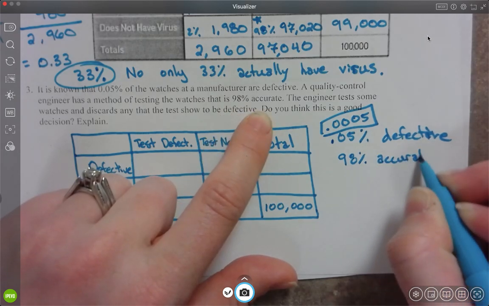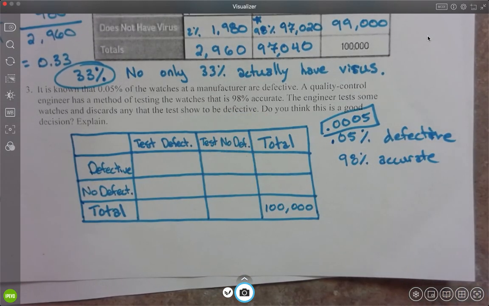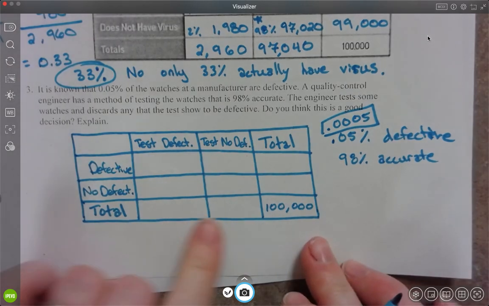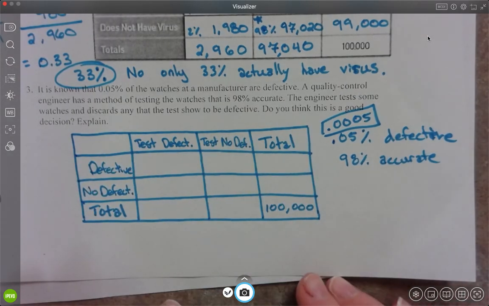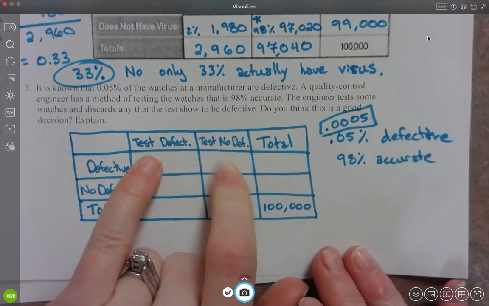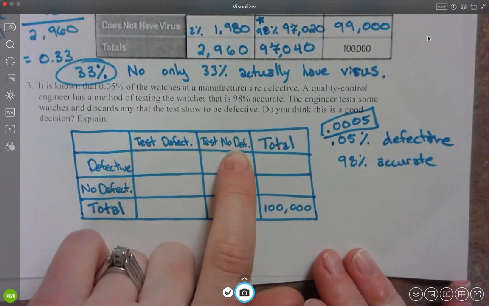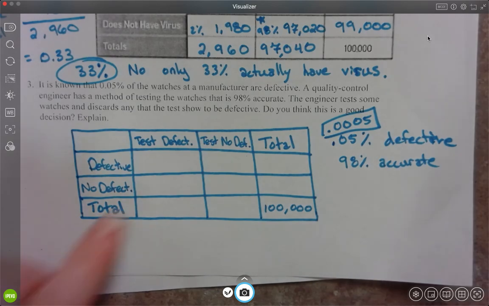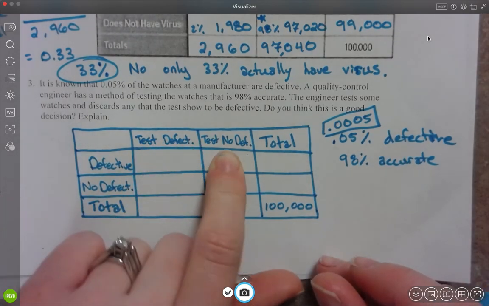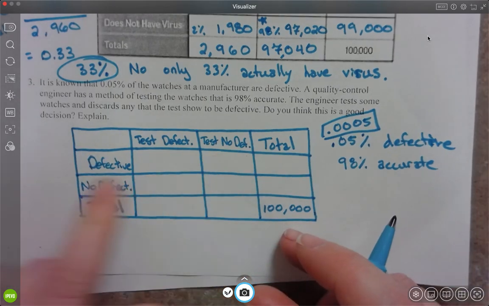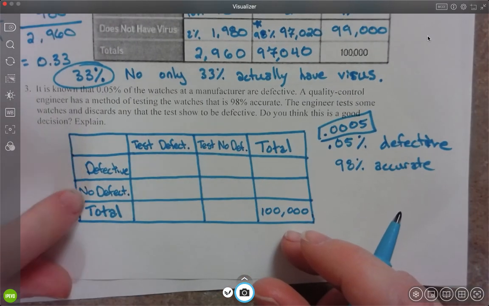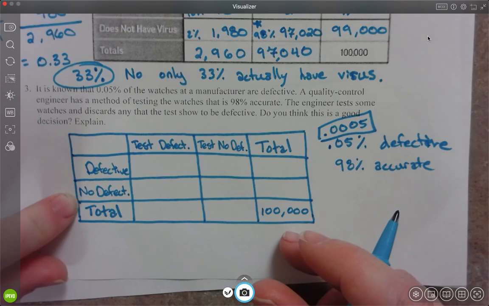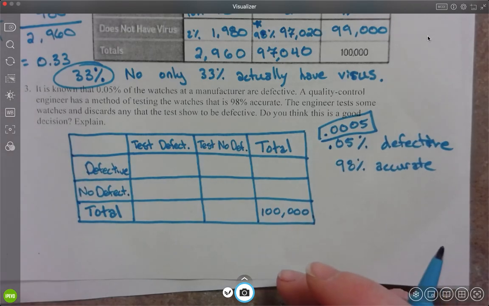Okay, 98% accurate, okay? So I set this table up, so you might want to fill this in. We have our test at the top here, so it's either going to test defective or it's going to test that it's fine. Like a defective watch would be something where maybe the hands on the watch don't move the way they're supposed to. So testing defective versus not testing defective. And actually being defective and actually not being defective are the results that I have on the side, okay?